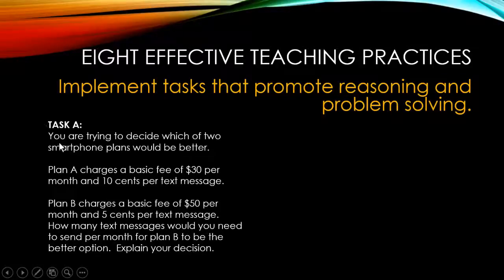Task A says you are trying to decide which of two smartphone plans would be better. Plan A charges a basic fee of $30 per month and 10 cents per text message. Plan B charges a basic fee of $50 per month and 5 cents per text message. How many text messages would you need to send per month for Plan B to be the better option? Explain your decision.